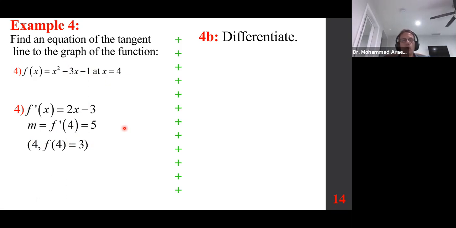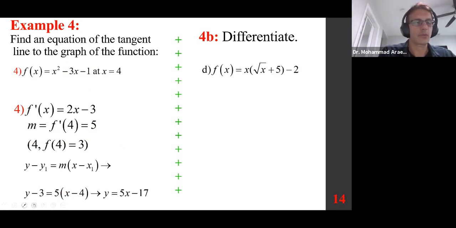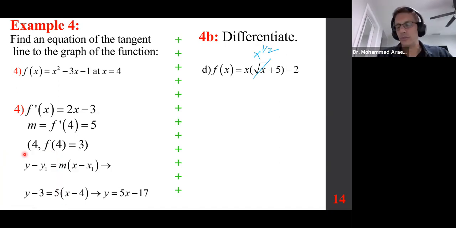So y minus y1 is m times x minus x sub 1. So here's your pair, 4, 3, and here's your slope. Plug in to the math. This differentiation, we did that. Again, I hope you remember that. We changed this to x to the power of 1/2. So we can distribute, and now we use the power rule on that. Okay, we use the power rule.